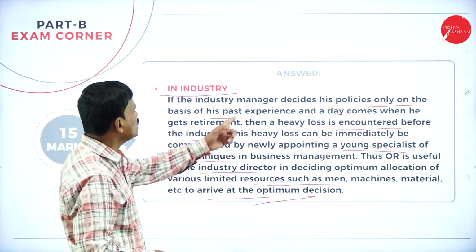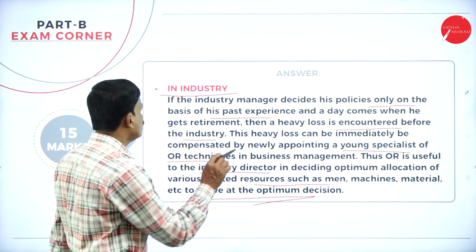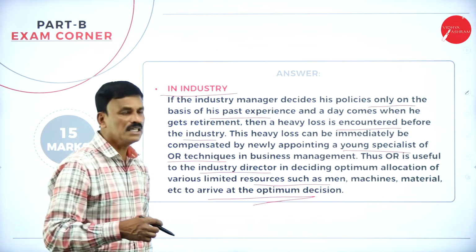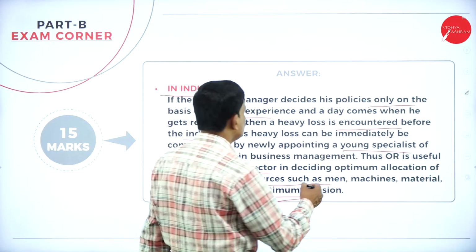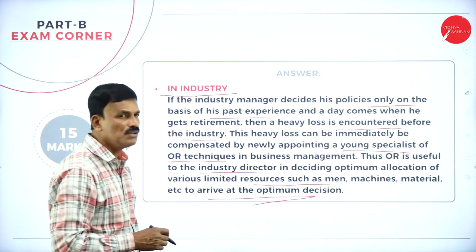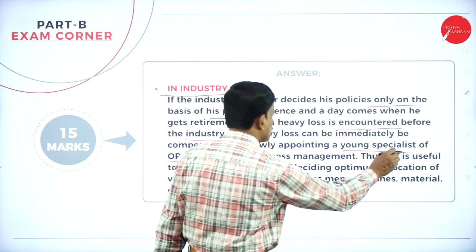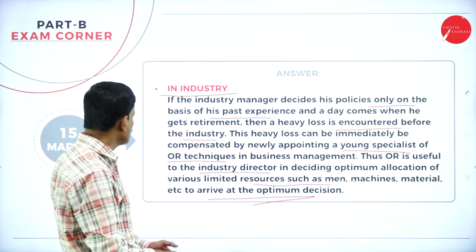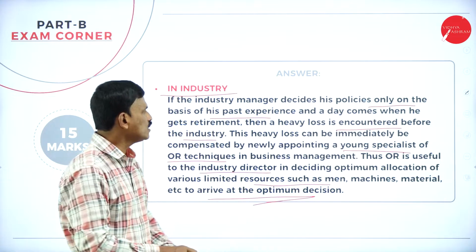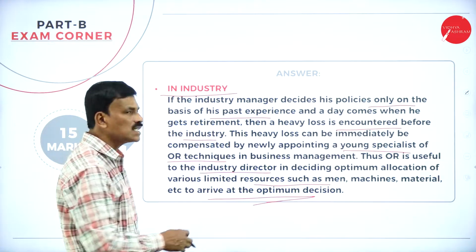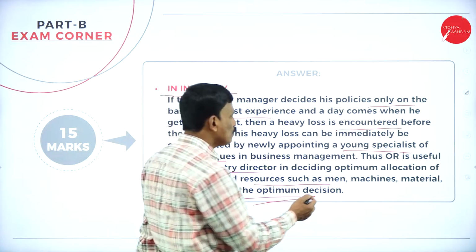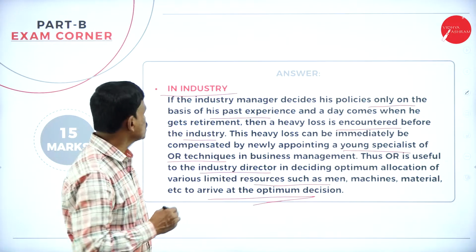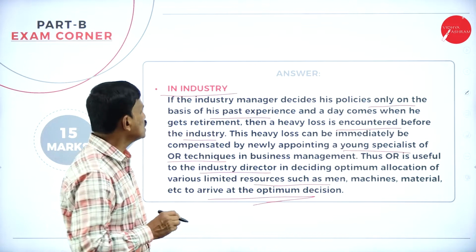That is, if the manager decides his policies only on the basis of his past experience, there may be a heavy loss for the industry after his retirement. This can be immediately compensated by newly appointing a young specialist or OR technician in business management. Thus, OR is useful to the industry director in deciding the optimum allocation of various limited resources such as men, machines and materials to arrive at the optimum decision. This is one of the important applications of OR in the industry scope.